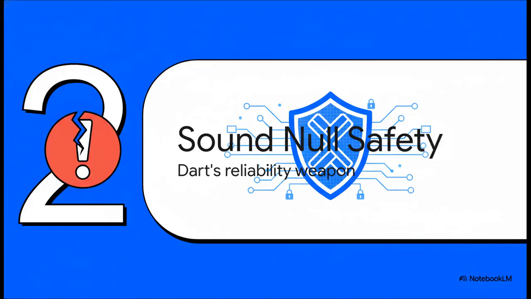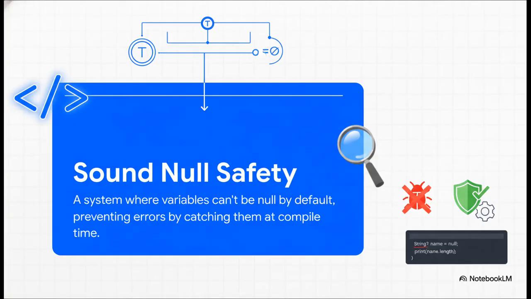Okay, let's move on to what is, no joke, one of Dart's most important and powerful features, sound null safety. This isn't just some small update. It's a game changer that completely wipes out an entire category of bugs before you even run your code. So what does that really mean? At its heart, it's simple. Unless you go out of your way to say a variable can be null, it just can't be.